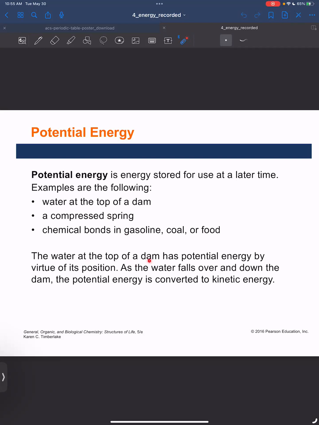Once again, the water at the top of the dam has potential energy just by virtue of its position. So if we remember, potential energy is kind of related to an object's position. As the water falls over and down the dam, the potential energy is converted to kinetic energy, the energy of motion.